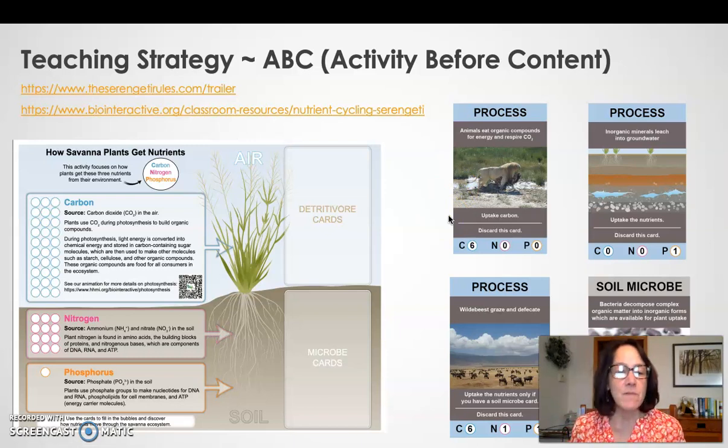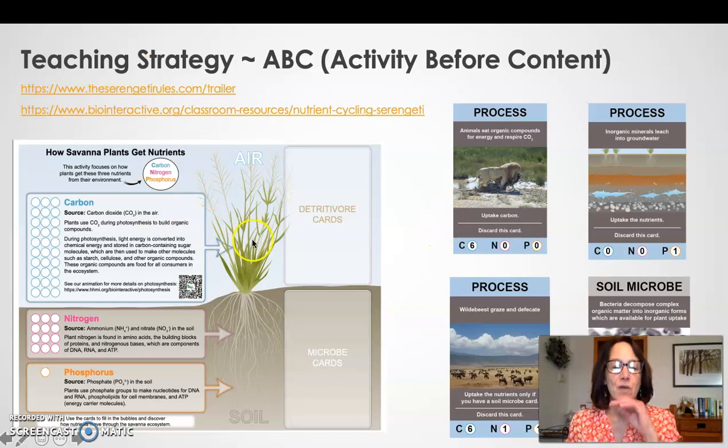There's background information that the students will read. There's an activity. We called it kind of a placemat when we were developing this activity. And I use it in this teaching strategy I call ABC, activity before content. I am not lecturing even on biogeochemical cycles. I tell students we're going to talk about how elements cycle through the biotic and abiotic components of an ecosystem, and I'm going to introduce that content to you with an activity.